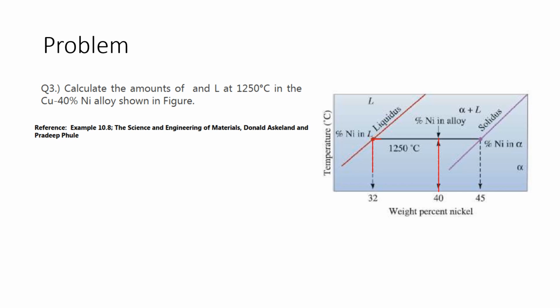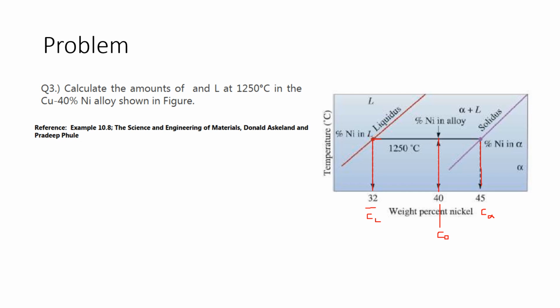Perpendiculars are already drawn. For the liquid phase, the C of L is known, which is 32, and C of alpha is also known, which is 45. C of O, the overall composition, is also known. So all of these are given.